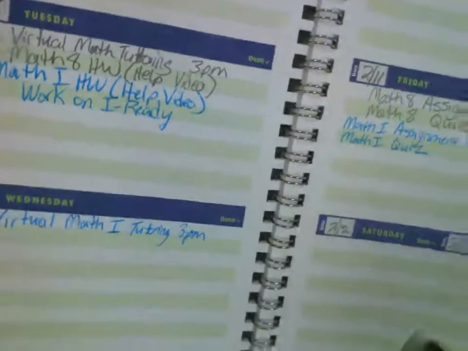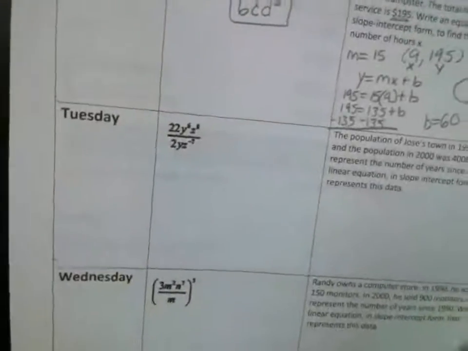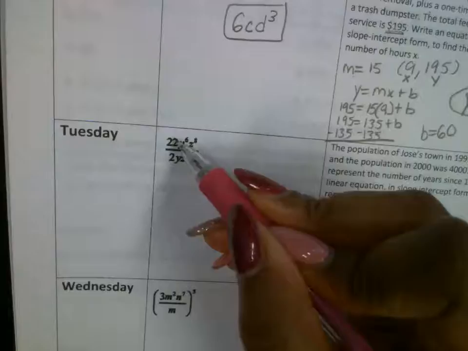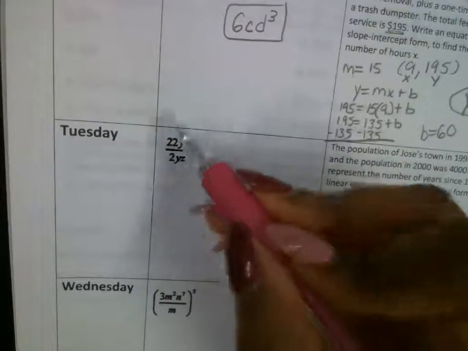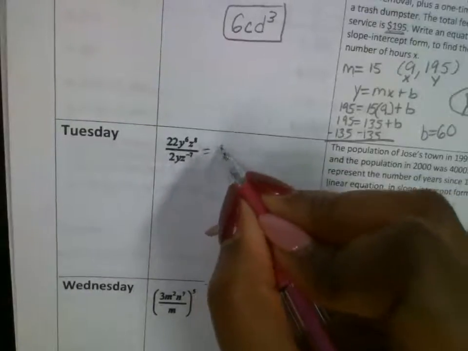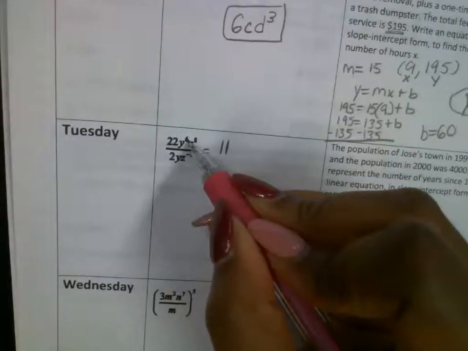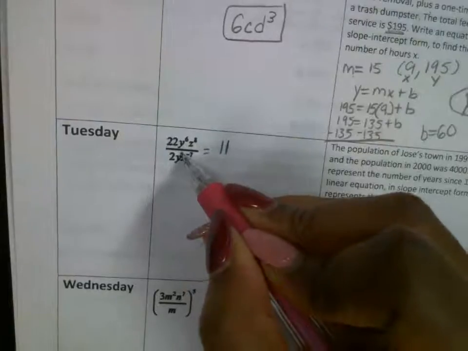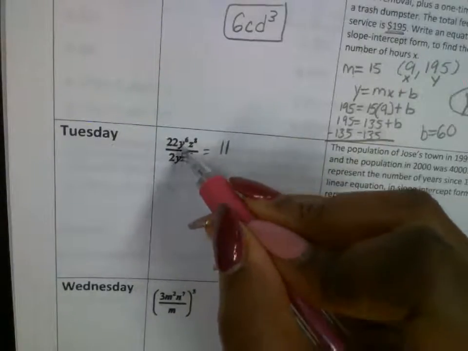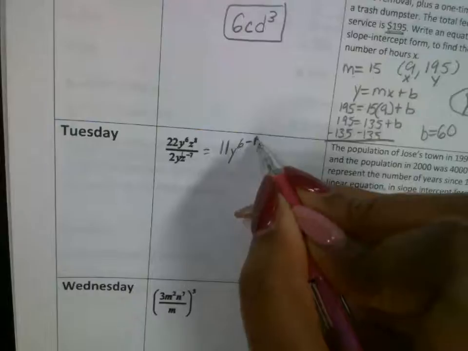All right, so let's look at our warm-up. Tuesday, we're dividing. We're going to look at our coefficients first. Those are the numbers in front of the variable. So we have 22 divided by 2. What's 22 divided by 2? 11. So we got 11 first. Good job. Now let's look at our variables. We have y to the 6th power here and y to the 1st power. If you don't see an exponent, it's automatically 1. You are dividing exponents that have like bases, so you subtract the exponents. That's going to be 6 minus 1.